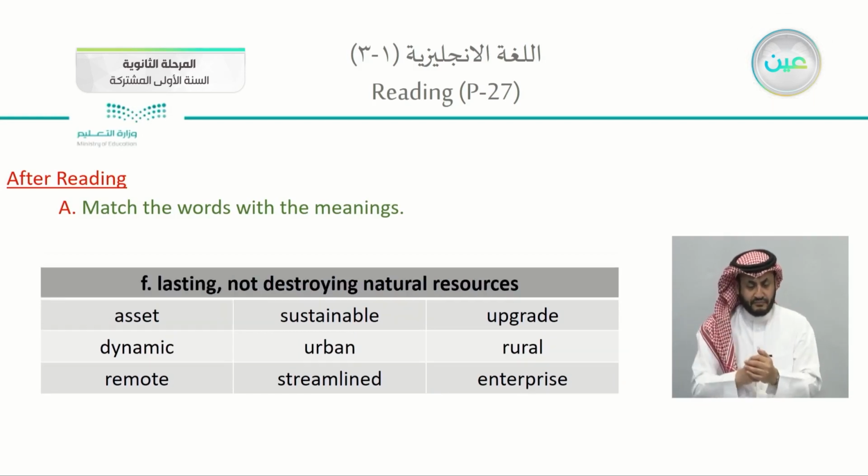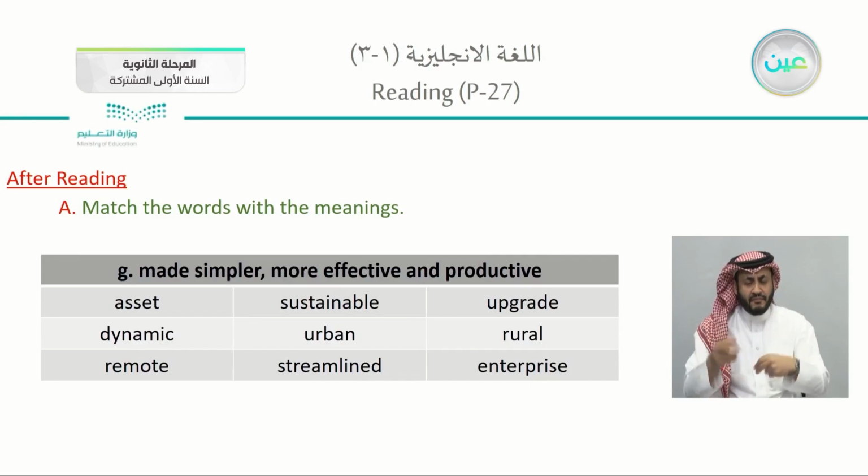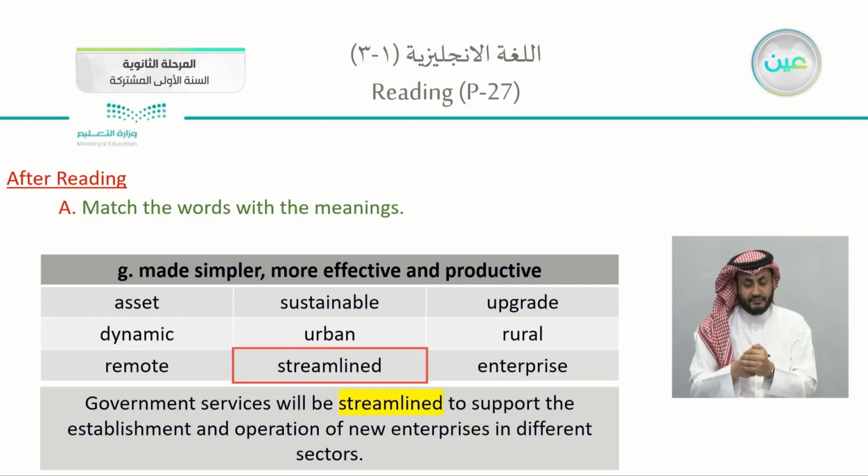F, lasting, not destroying natural resources, something that is long-lasting, endless. This one is sustainable, endless. The members of the Kingdom of Saudi Arabia will enjoy a secure and happy life in a secure and sustainable environment. The resources that are continuous. Made simpler, more effective and productive, speaking about the government services. These are streamlined. Government services will be streamlined to support the establishment.